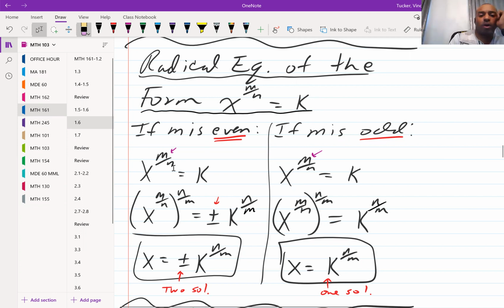Notice the way we'll solve is by applying the reciprocal as a power to each side so that these will cancel out on our variable. When we put numbers on it, it'll look better. But if m is even, that numerator is even, you have to do plus or minus. It goes back to our square root property. And if m is odd, then we just apply it as normal. You're only going to get one solution.